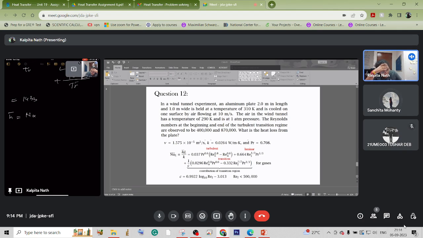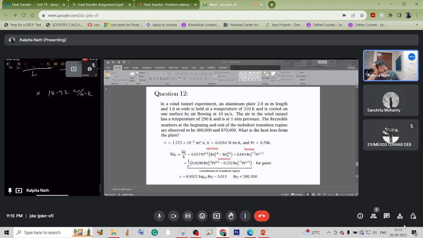Nusselt number into K upon L. So this is 1433 into 0.0264. K is 0.0264 upon L. L is how much? L is 2 meters, right? 2 meter in length. So this will come out to be 18.92 watt per meter square Kelvin.